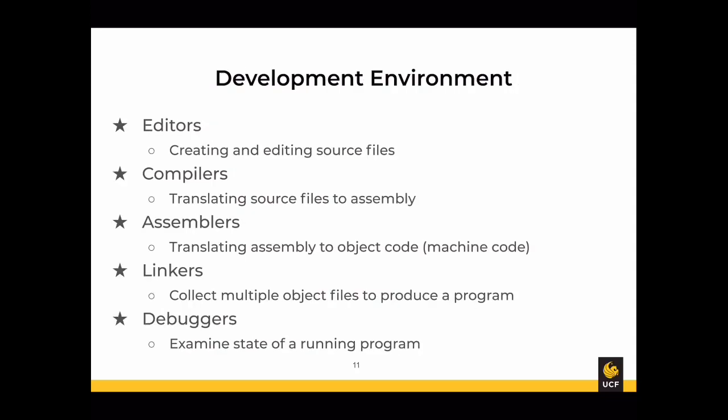Everybody knows what the editors are. It can create and edit text files. This is how you modify and create your program source files. The compiler translates your source files into assembly code, which is a text format that mirrors the underlying machine instructions. And then your assembler translates that assembly code into object code, or the actual machine code, binary code. Linkers collect multiple object files together into a single program, and the debugger allows you to examine the state of a running program so that you can test it or debug it.